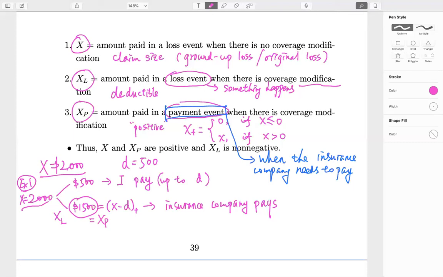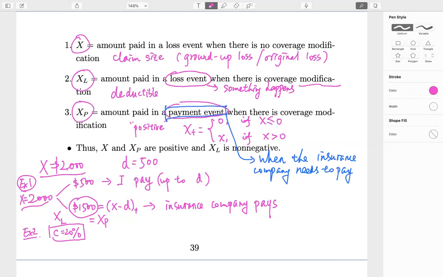But of course this is not always the case. Let me use the same example, example 2. So still the same accident. The cost is $2,000. But now it's not a deductible. Let's say I have a co-insurance. Let's use C, 20%. That means as long as something happens, I cover 20%. My insurance company covers the remaining 80%.